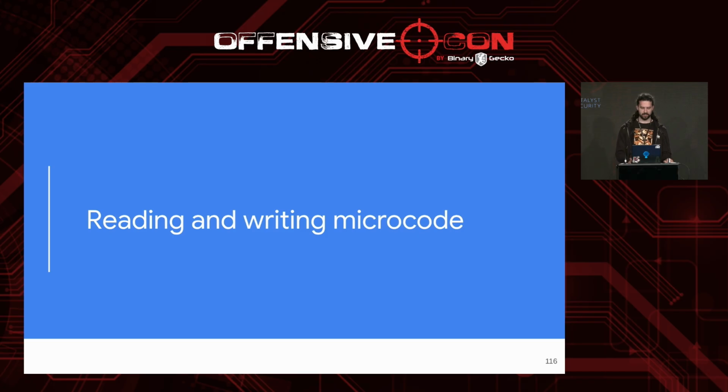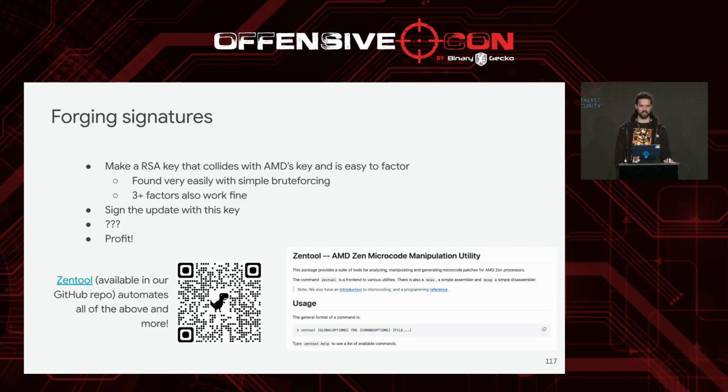Right, so now that we got the AES key, let's go down to reading and writing some microcode. How do you forge the signature? How do you load your own microcode update? It's pretty easy. You make an RSA key that collides with AMD's own RSA key with the method we discussed before, and you also make sure that this key is easy to factor so that you can factor it and use it to make signatures. This is very easy. You just brute force, and within a few seconds you have a suitable key.